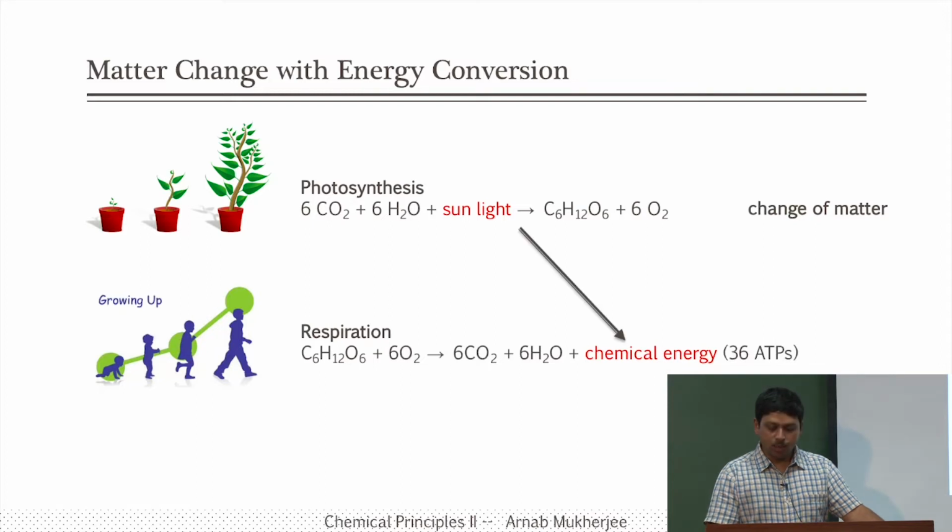So, essentially what has happened is that the sunlight, the solar energy, has been converted to chemical energy. Why we call ATP chemical energy will become clear later on, we will explain that later. But right now, take my word for it that the energy that was there in the sun has now been stored in the form of chemical energy.